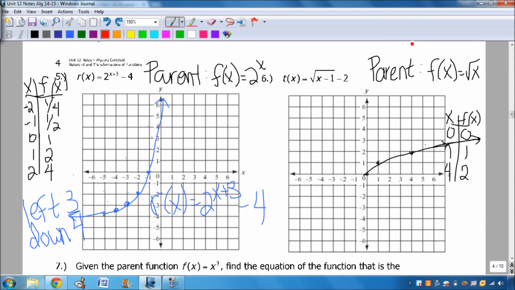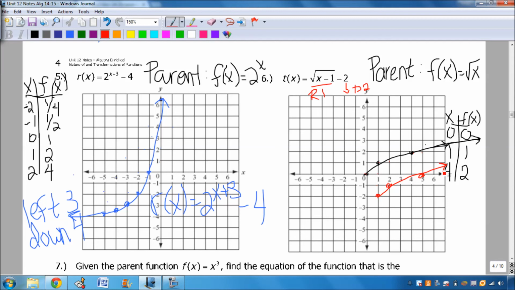So now I need to figure out, what is my graph saying I'm going to do? This is saying that I'm going to go to the right 1, and this is saying I'm going to go down 2. So if I go to the right 1 and down 2, this is where my new point is going to be. Same thing here. If I go to the right 1 and down 2, this is where my new coordinate is going to be. And lastly, right here, if I go to the right 1 and down 2, there's where my new coordinate is going to be for that one.